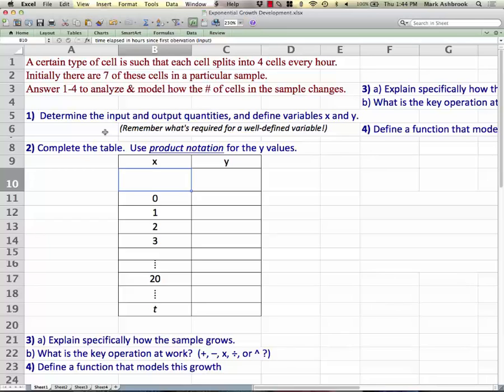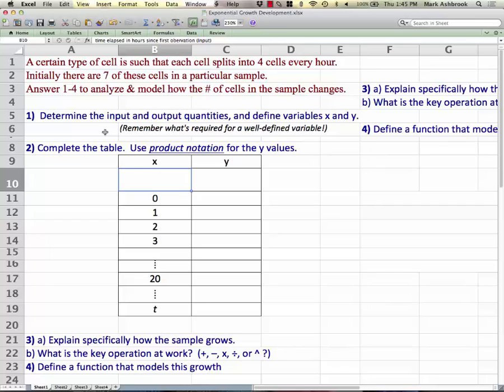As a description of the quantity. Yeah, Faisal. The amount of time it takes for the cell to split into 4 cells for each hour. Okay, the amount of time it takes to split, that's 1 hour. But this quantity can take on 0, 1, 2, 3 hours, 20 hours. It could take on all of this, not just 1 hour. So, the amount it takes. What's that? The amount of time.